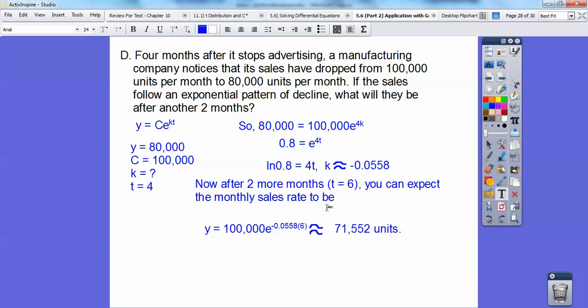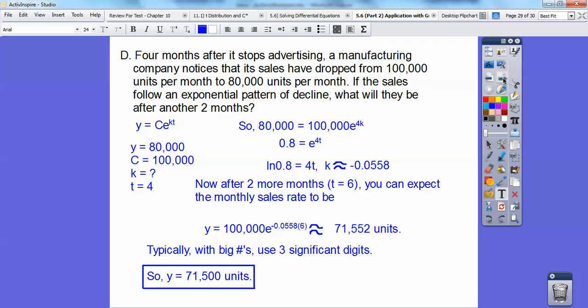Okay, and then so after another 2 more months, t is going to be 6. Okay, so we're looking for the final amount. What will they have after another 2 months? So that's my new final amount, which is y. I'm looking for y. My initial amount is going to be 100,000, and my time is going to be 6, so you plug that into the calculator right there. All right, now this one I went ahead and rounded to 3 significant digits right here, so that's going to make it 71,500 units.